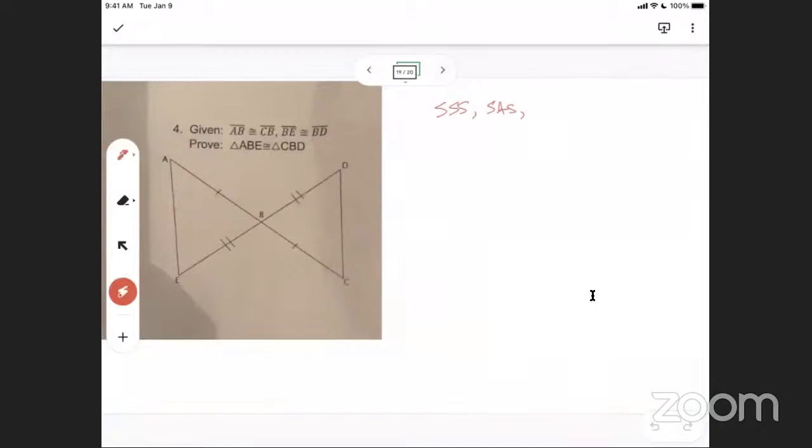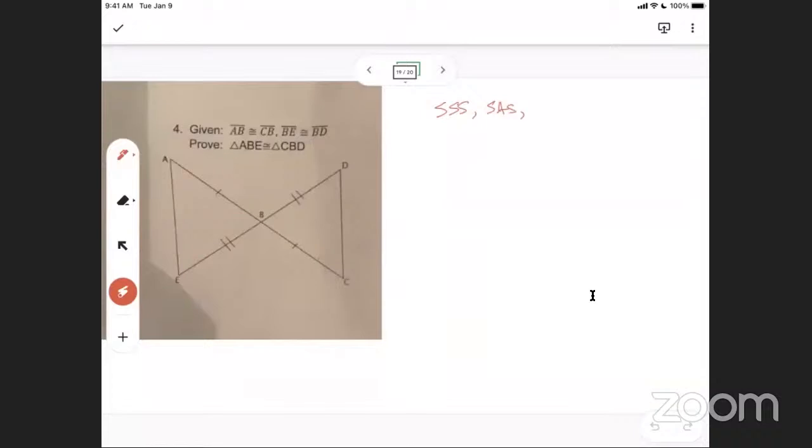Am I going to use this side equals this side? Can I prove that? Can I see that? Can I show that's true? Or am I going to use one of these angles, like this angle is equal to this angle, or maybe this angle is equal to this angle, or this angle? Which one am I going to use? Can you see? Can you tell?